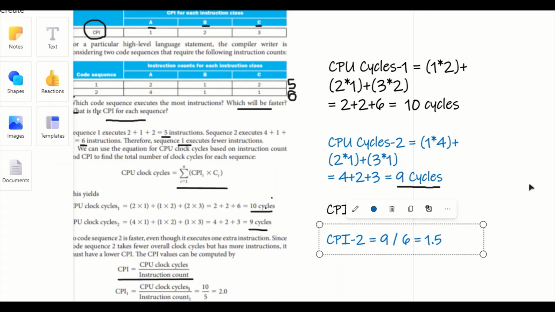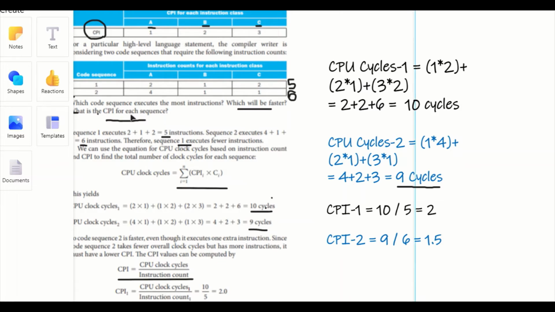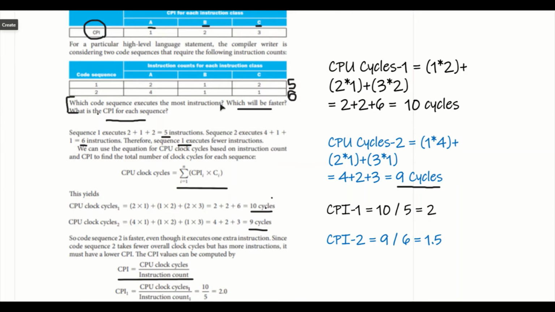Clear? The blue color one is for program 2. The black color one is for program 1. So this is what the question is asking. Can you see the question? Which program is faster? I told you program 2 is faster because it takes fewer cycles. And then I'm asking the CPI of program 1, and the CPI of program 2.